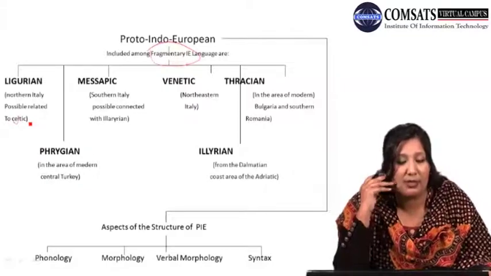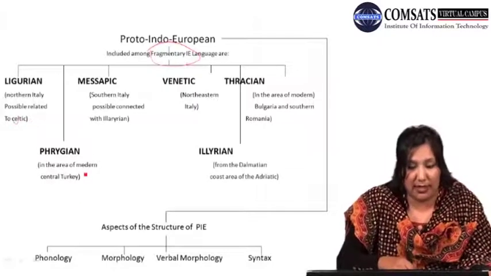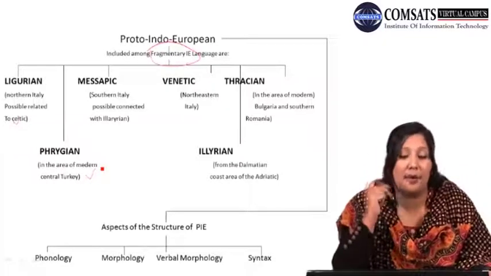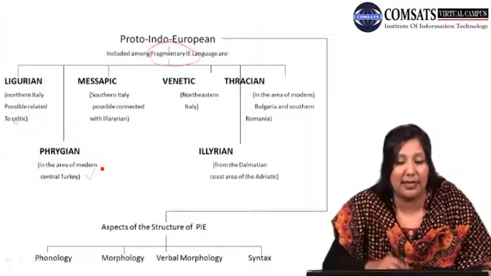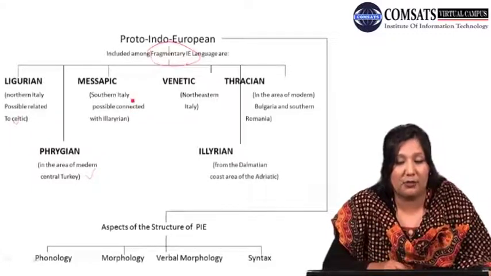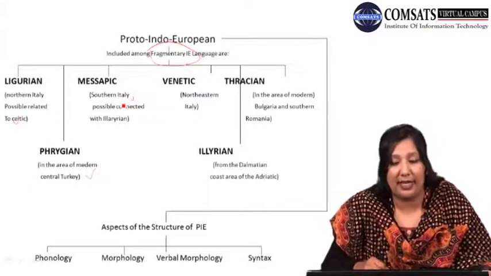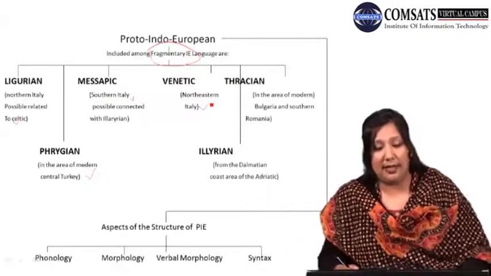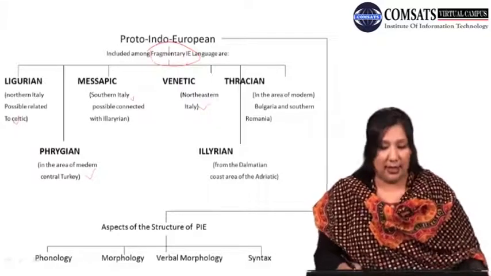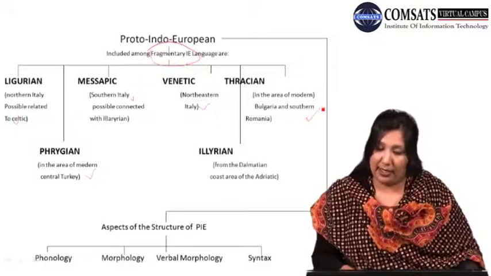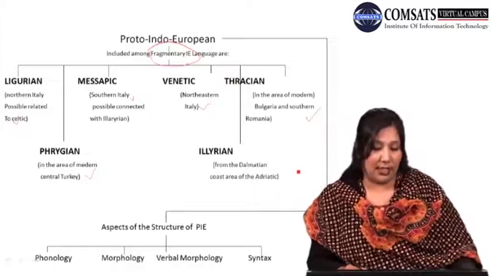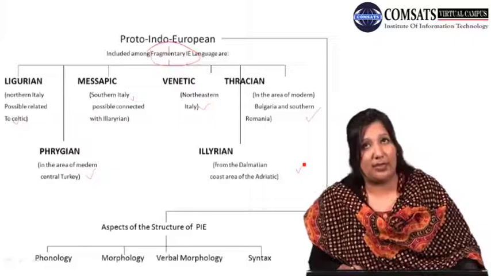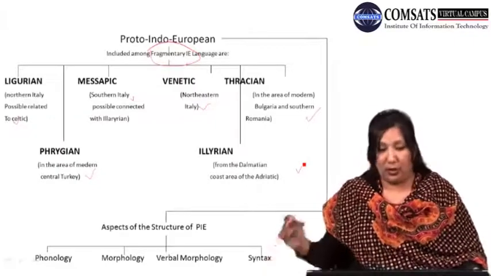Phrygian, in the area of modern central Turkey, was being spoken, and it has survived to exist. Messapic, in southern Italy, is possibly connected with Illyrian. It was existing in southern Italy. The Venetic language was in northeastern Italy. And then Thracian, in the area of modern Bulgaria and southern Romania, and Illyrian from the Dalmatian coast area of the Adriatic. So these are some fragmentary languages that were existing on their own.